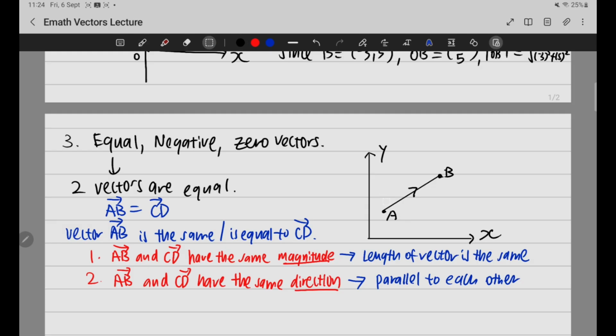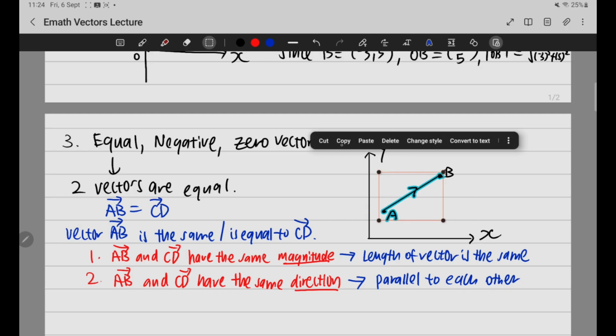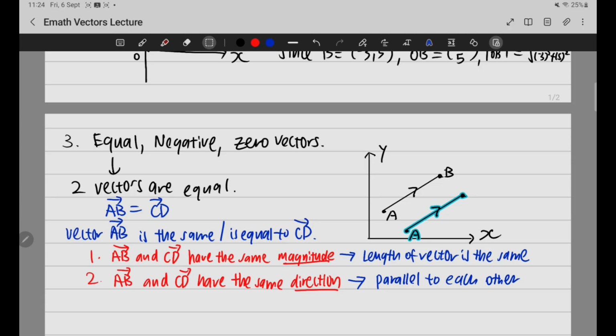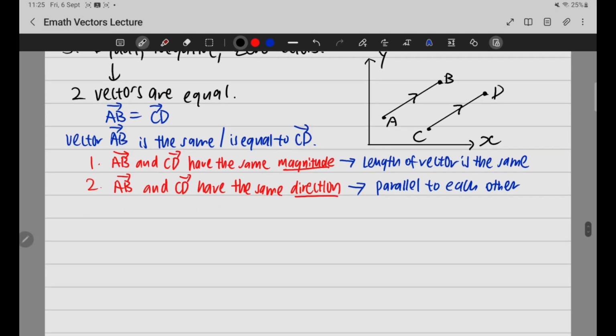For AB to equal CD, that means CD must be parallel to AB and it must have the same length. So that is what essentially equal vectors are. Equal vectors have the same length, which is the same magnitude, as well as the same direction, which means they are parallel to each other. Okay, so these are equal vectors.